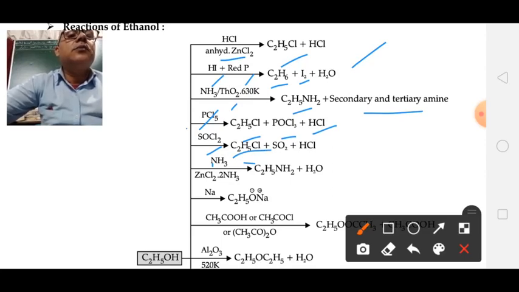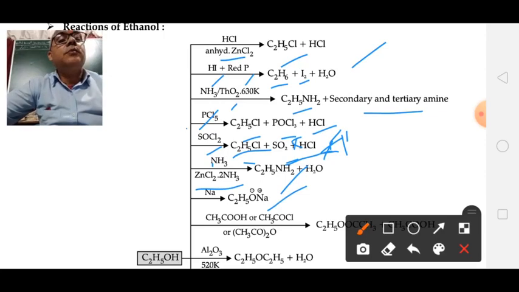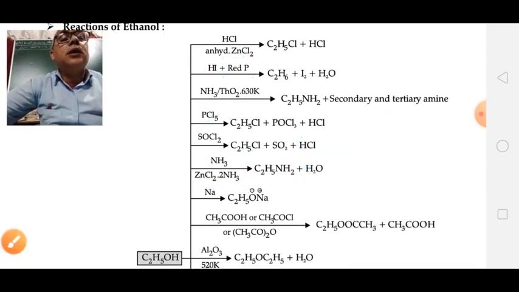This is the chlorobenzene, and in this reaction HCl and SO2 will escape. Okay, with ammonia and zinc chloride it gives primary amine. Okay, with sodium it forms sodium ethoxide. Okay, these are the properties of the ethanol.